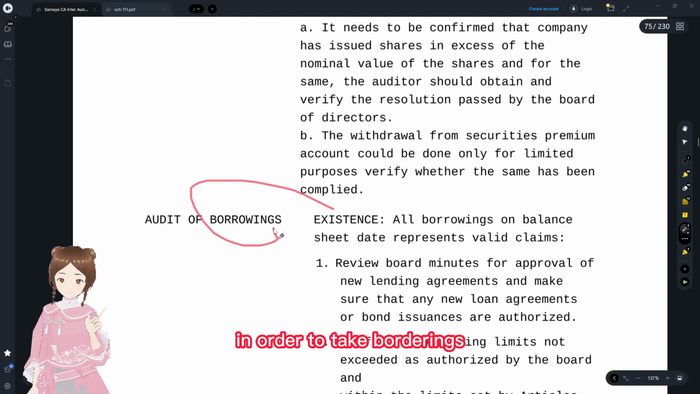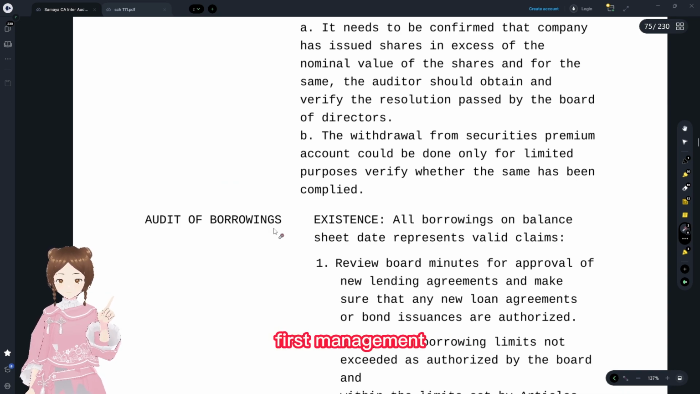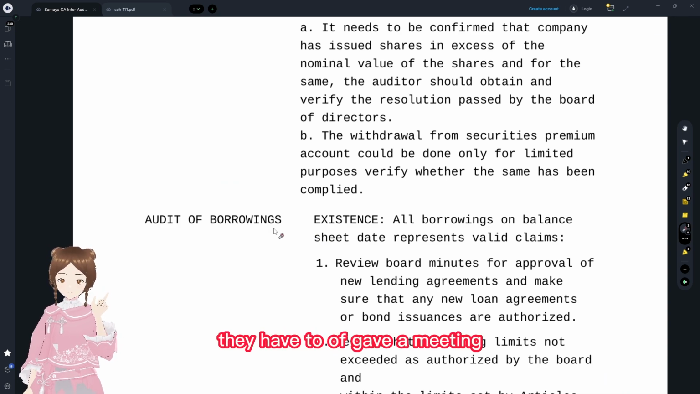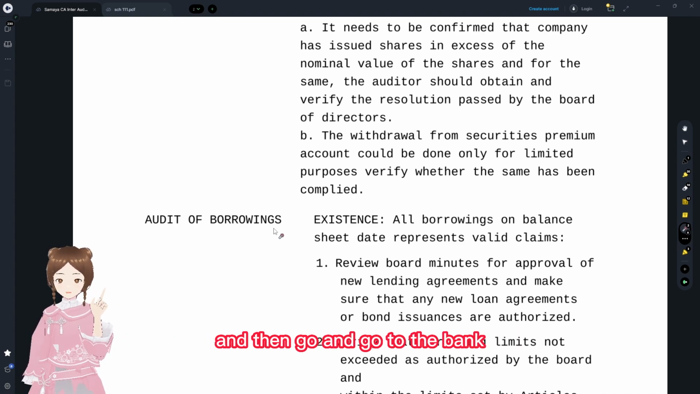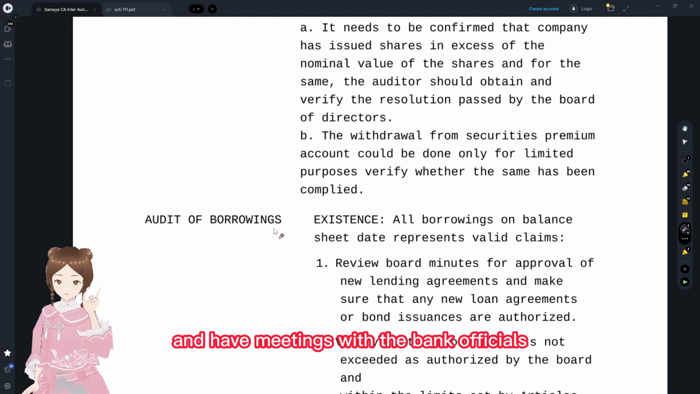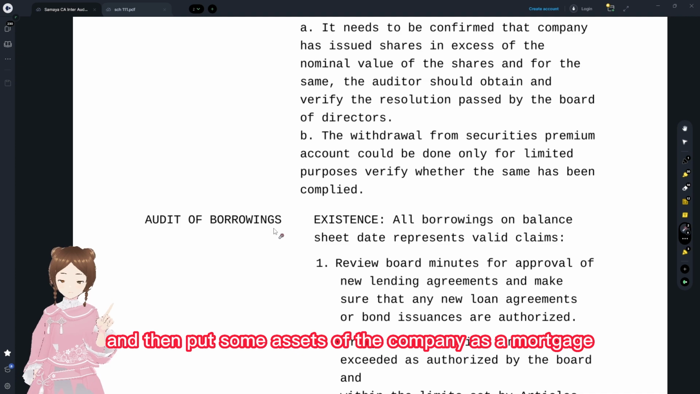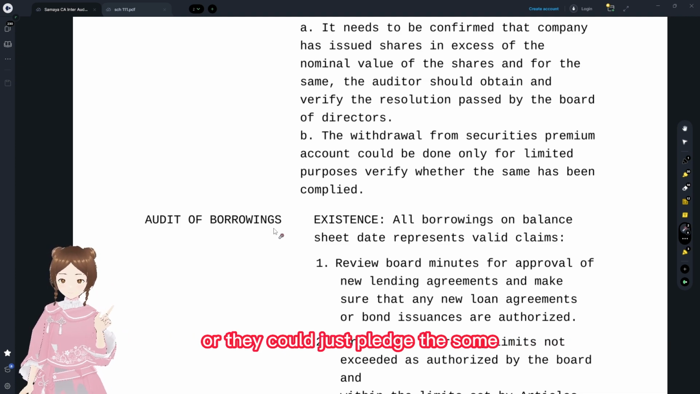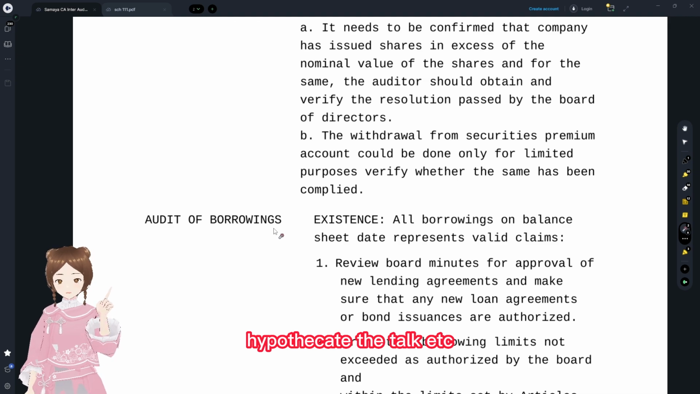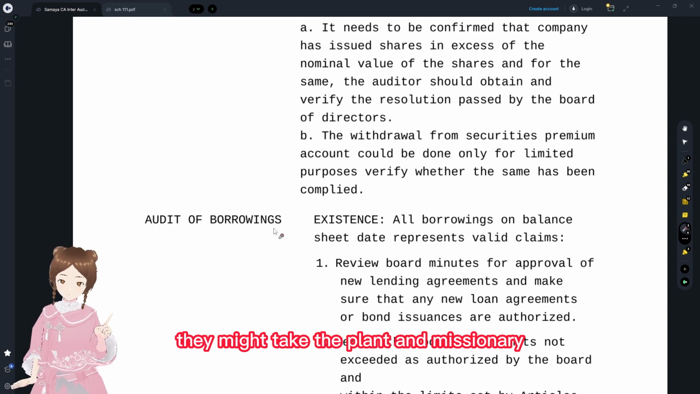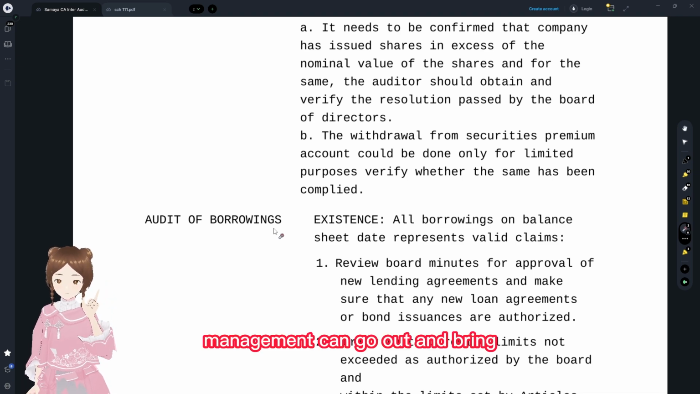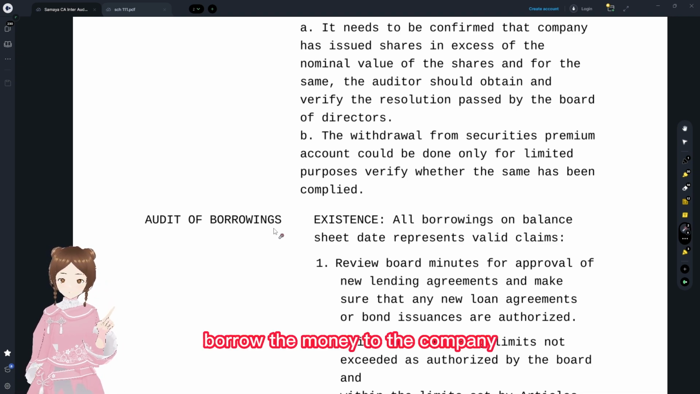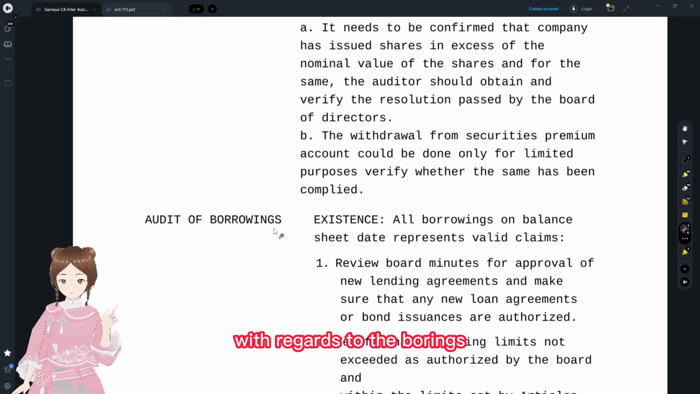In order to take borrowings, the management first has to hold a meeting. In the meeting they form a resolution, then go to the bank and have meetings with the bank officials, and then put some assets of the company as a mortgage, or pledge or hypothecate the stock, etc. Or they might take some plant and machinery under lease agreements. These are the things by which a management could go out and borrow money for the company.